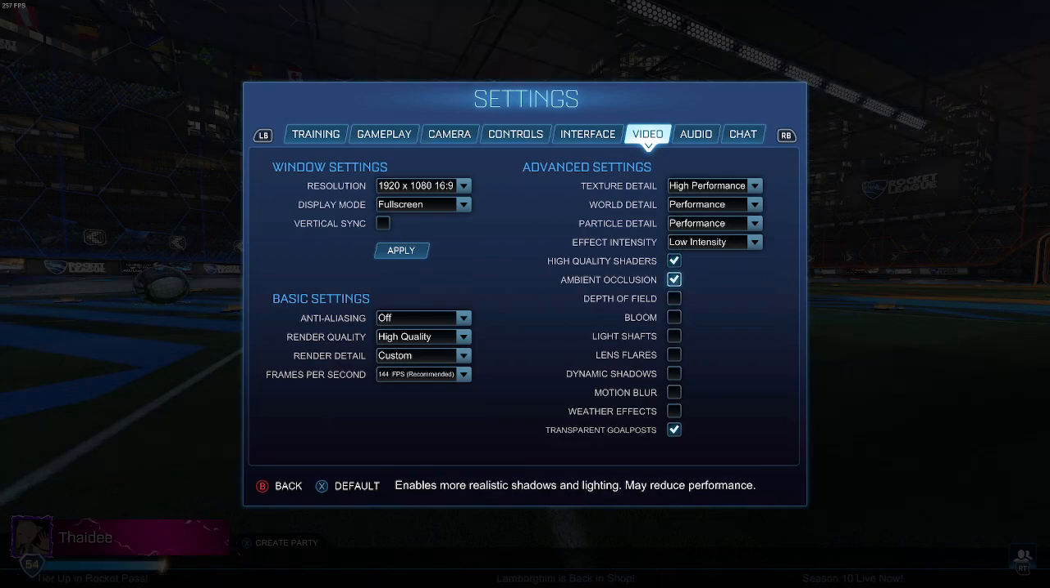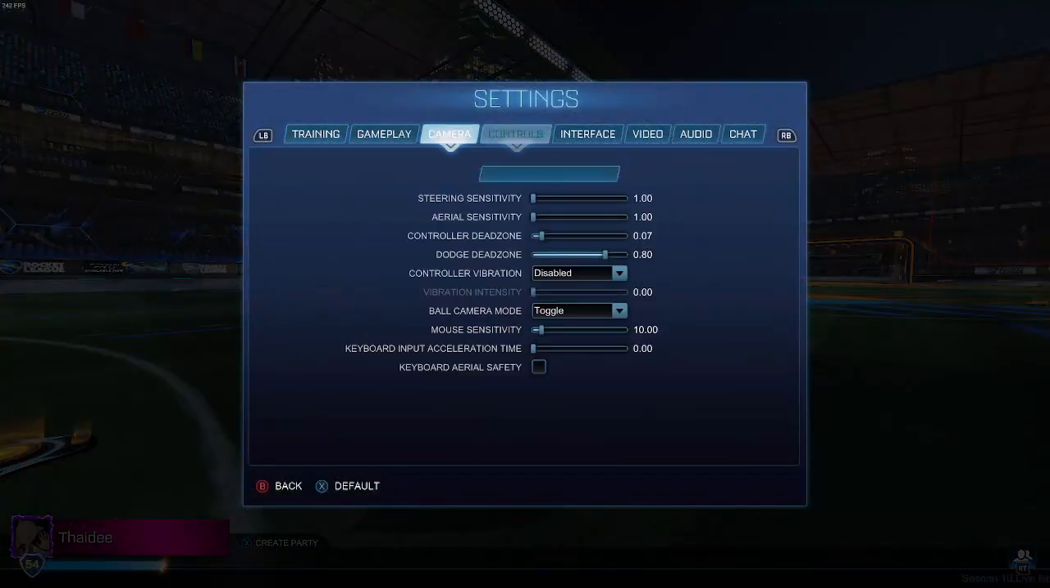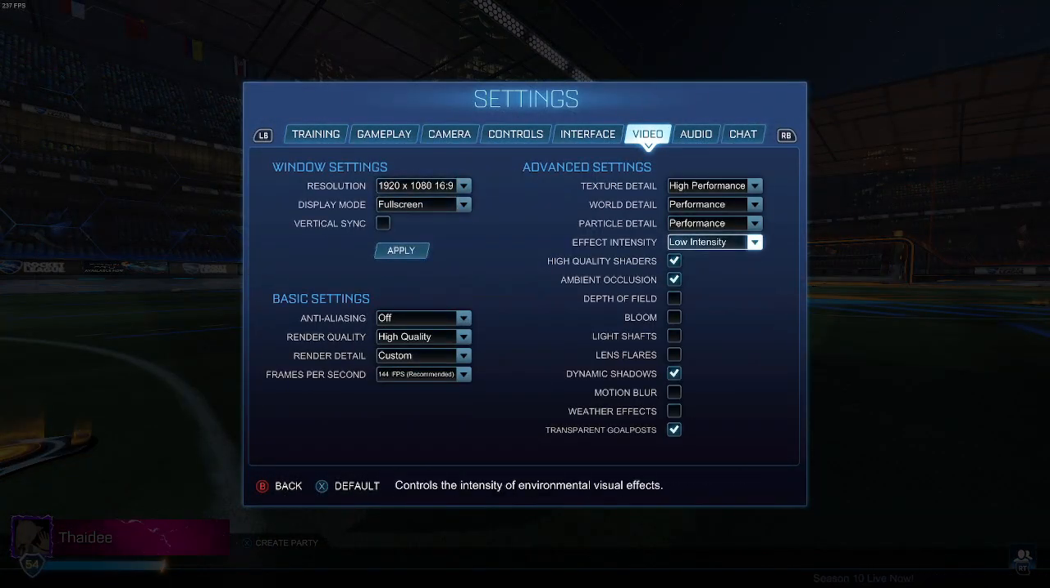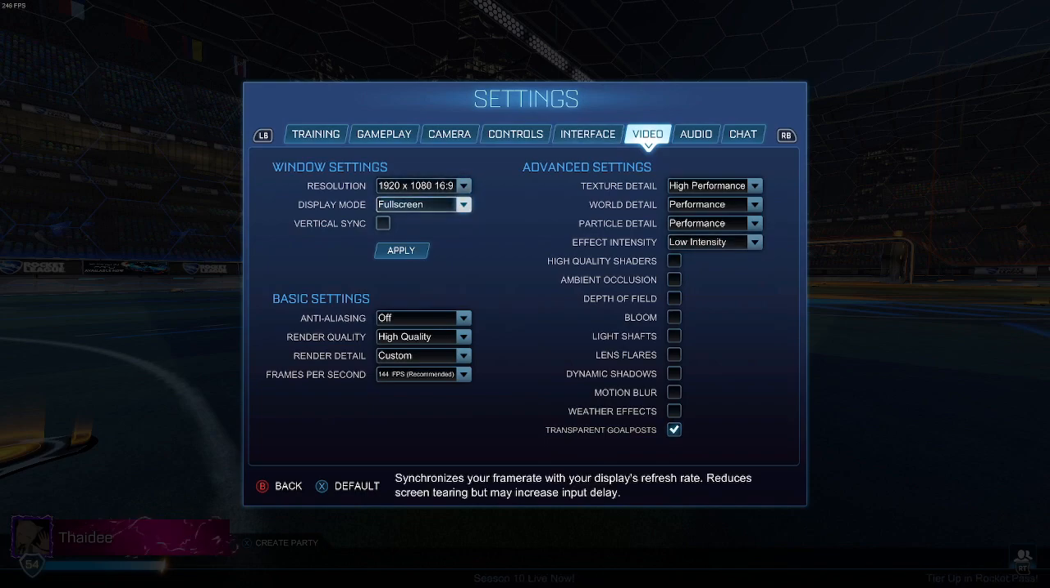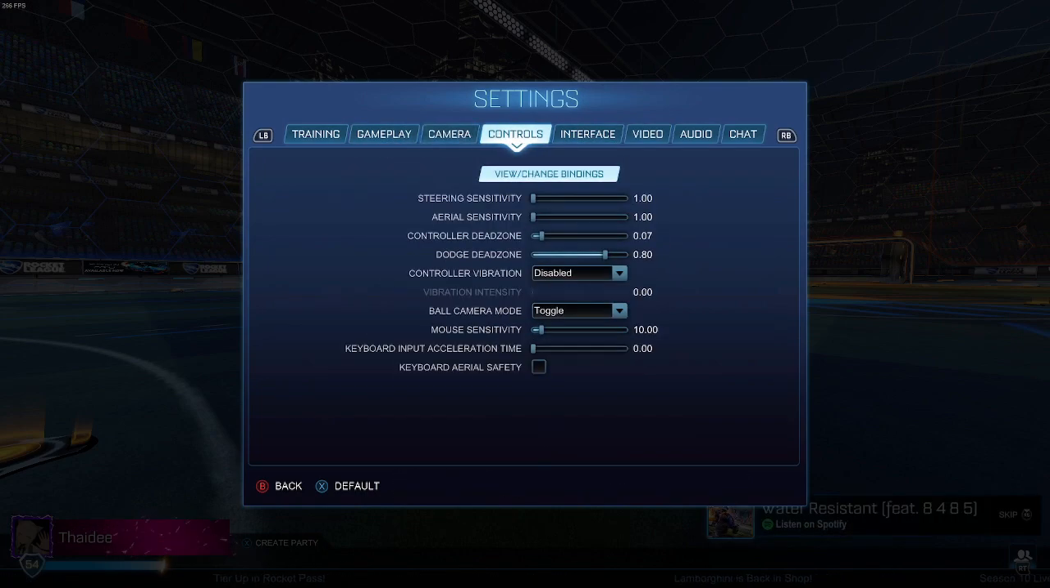High quality shaders, ambient occlusion, and dynamic shadows. These make the game just look a little bit cleaner, right? Look a little better. Those are totally fine to have on, but I would definitely recommend turning the others off, except for the bottom one, which would be transparent goalposts, of course, right? So that's pretty much it for the basic controls. Now let's go into the key bindings.